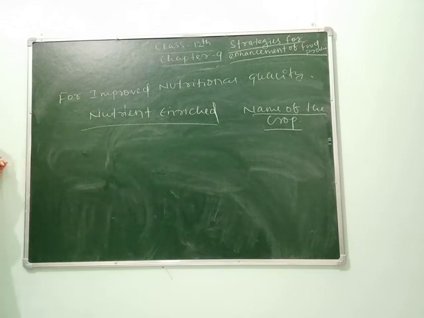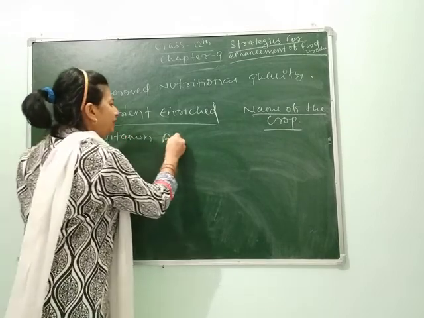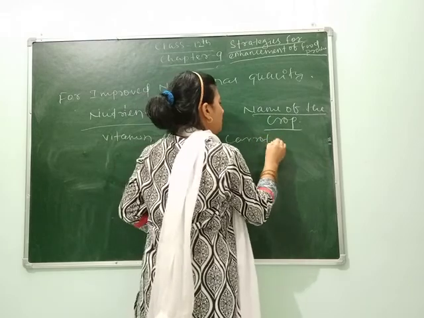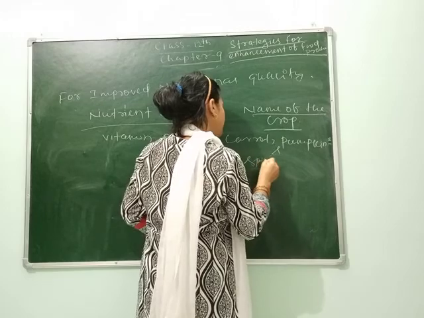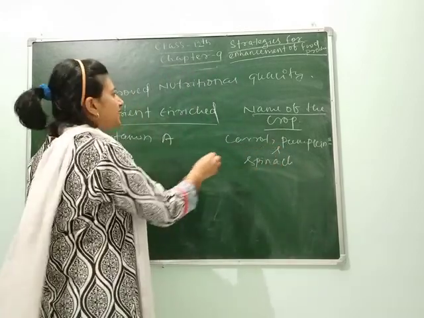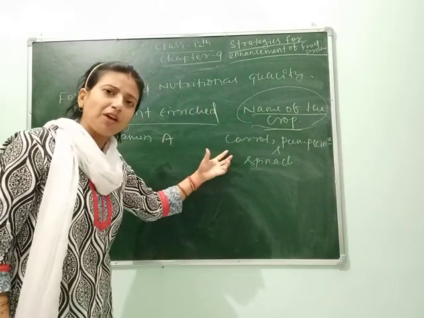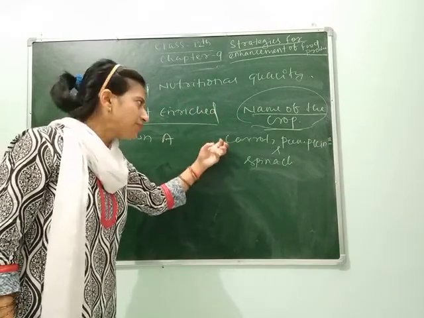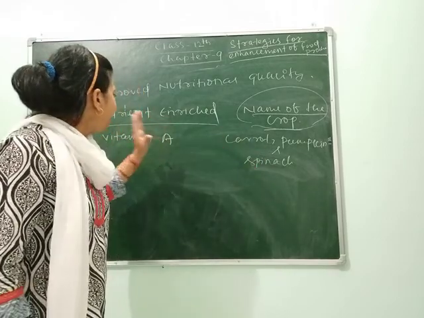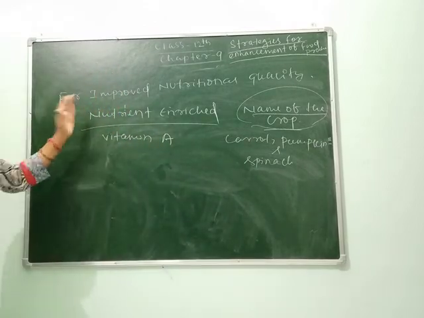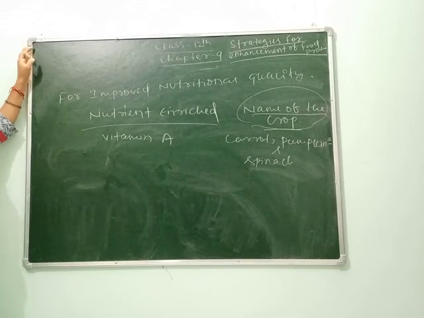Vitamin A: carrot, pumpkin, spinach. Meaning spinach is a crop which is biofortified. How is it biofortified? In carrot, pumpkin (petha) and spinach (palak), there is extra vitamin A content. So students, you have to understand and remember vitamin A containing carrot, pumpkin, spinach.